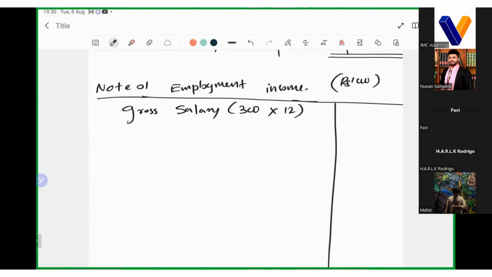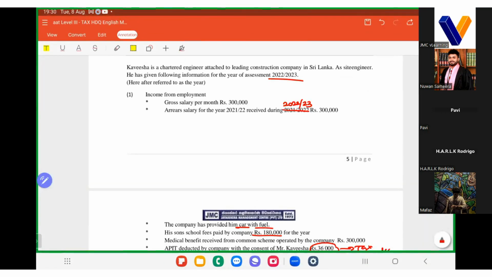Most probably such kind of complicated area will not be tested in your exam. Then directly you can take that 12 because the examiner will not be that tough, but you are better to be ready for such kind of things, right? Then no issue if the examiner is tough, right? So you can see the gross salary per month is 300,000.